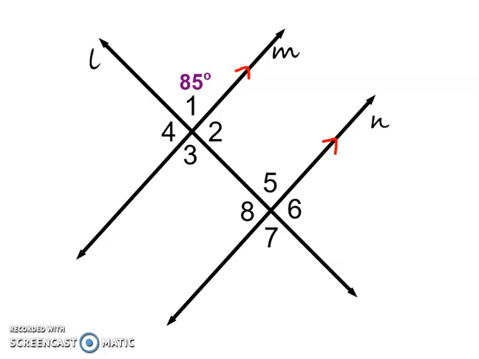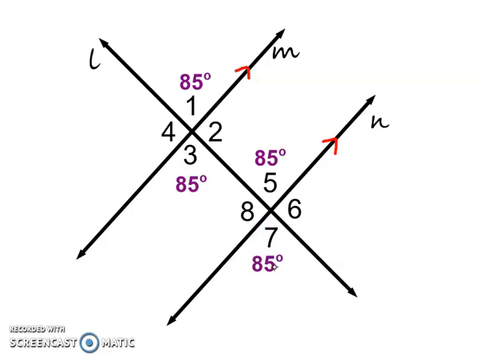So if I know that angle 1 is 85 degrees, I can use this to help me determine a lot of other angles. Well, angle 1 and angle 5 are going to be corresponding. Angle 1 and angle 3 are vertical. And if I go down to angle 5, I can see that angle 7 is vertical of angle 5. So all these are going to be 85 degrees.